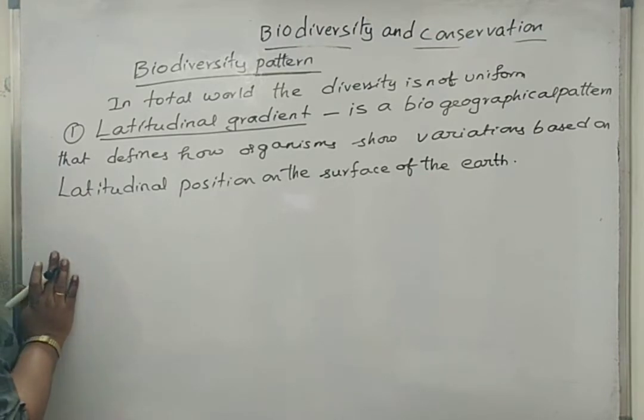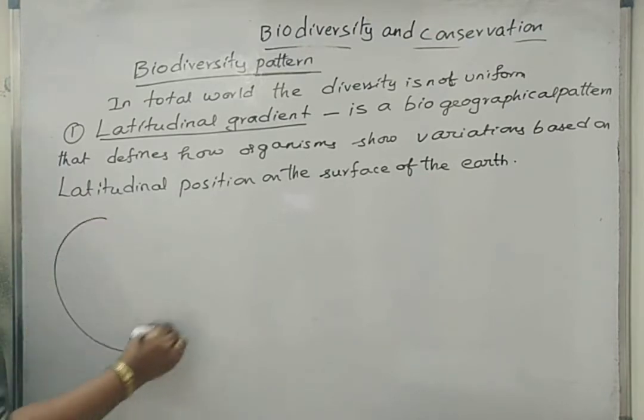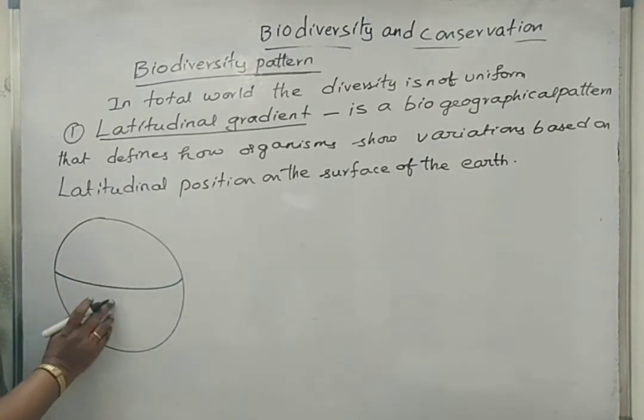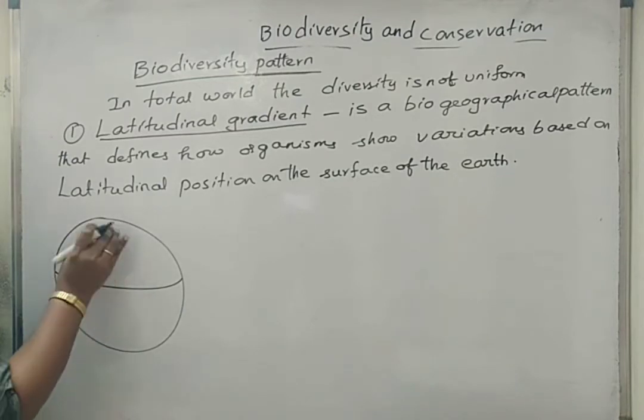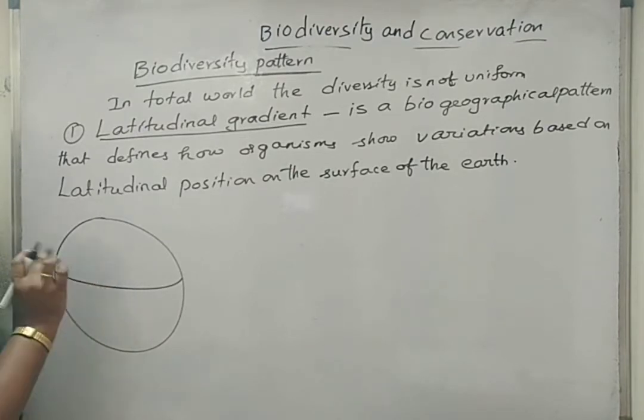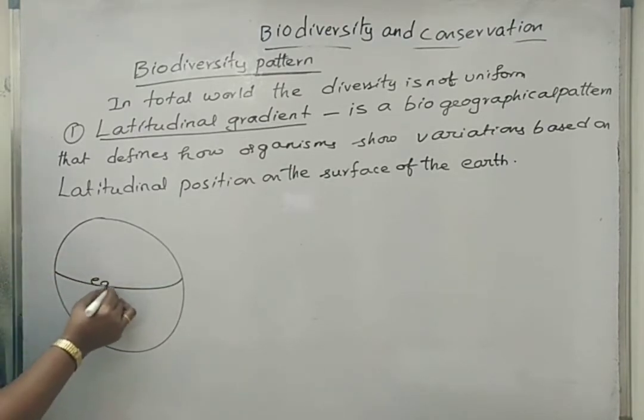So as we move from the equator on a globe, suppose this is a globe, here will be the equator, the middle of the earth. As we move away from the equator, the species diversity and the number of organisms are both less. It means the equator area provides suitable conditions for species diversity, for developing different types of organisms and showing variations. This we will see now. This is the equator.